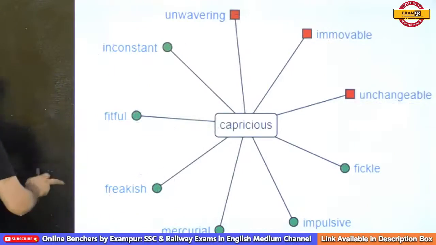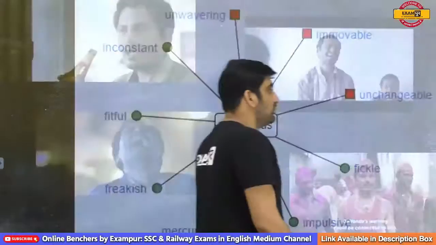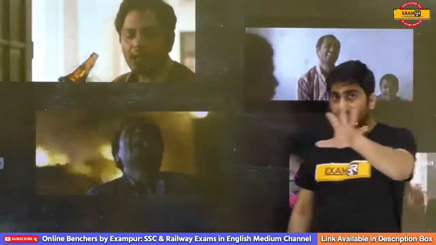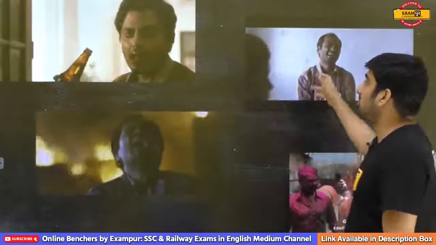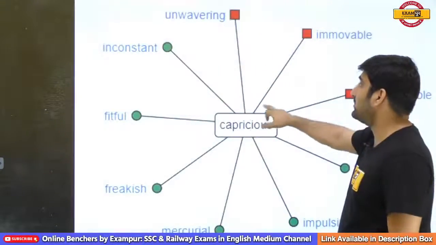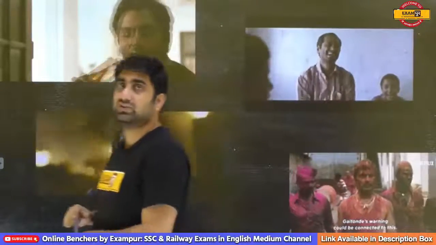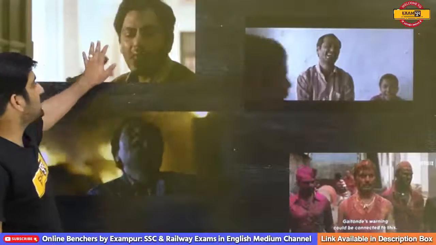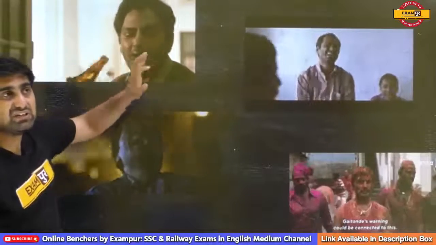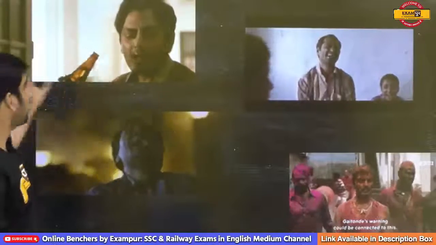Guys, I expect and hope that you understood this word, and if you want to look at the theme again so that you can confirm and have a better idea, this is obviously capricious behavior, or the capricious role of Nawazuddin Siddiqui, means versatile. Nawazuddin Siddiqui is capricious in his roles and acting skills, means he is ever changing.